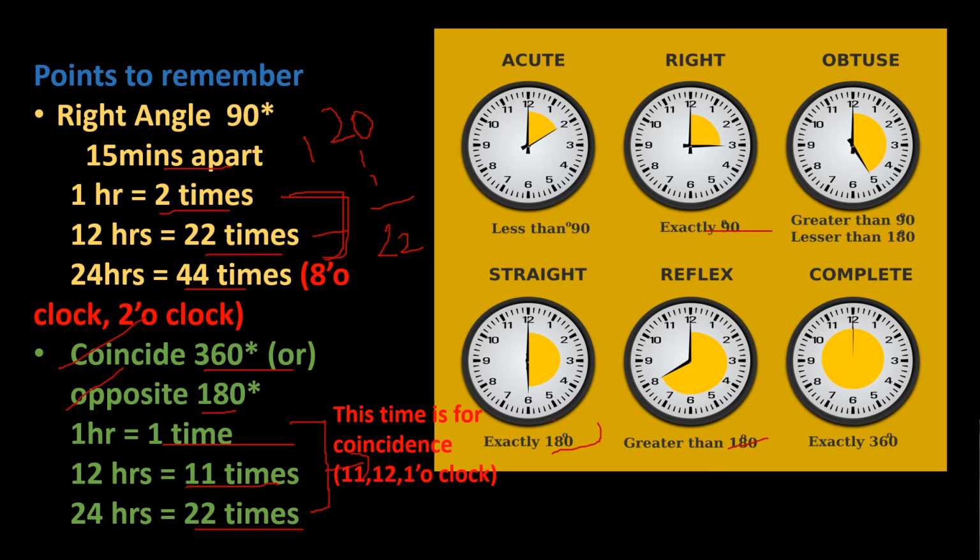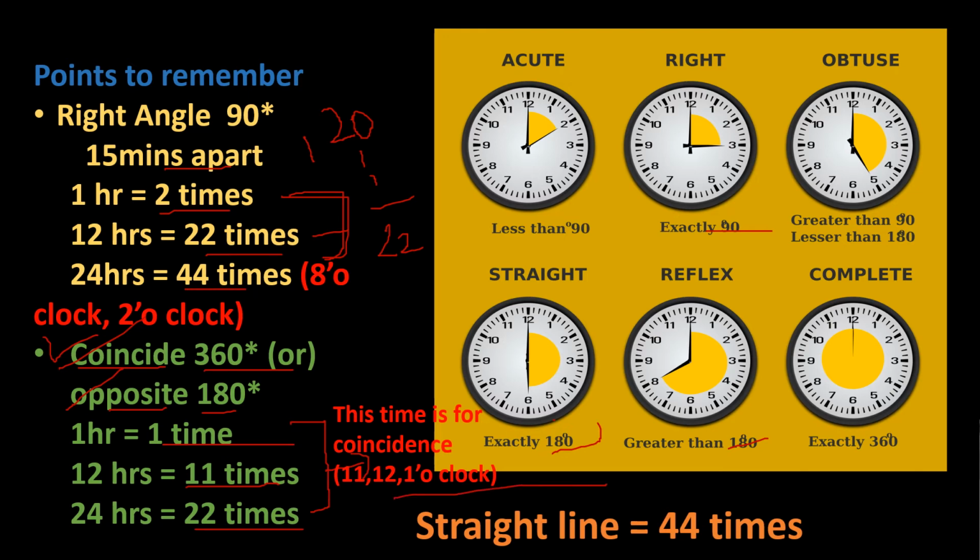It is the same for coincidence and the opposite angle. In case of a straight line, it means that on the coinciding and also on the opposite angle there will be a straight line. So 22 times plus 22 times, the straight line is formed 44 times in 24 hours. So in 24 hours the straight line will be formed 44 times.